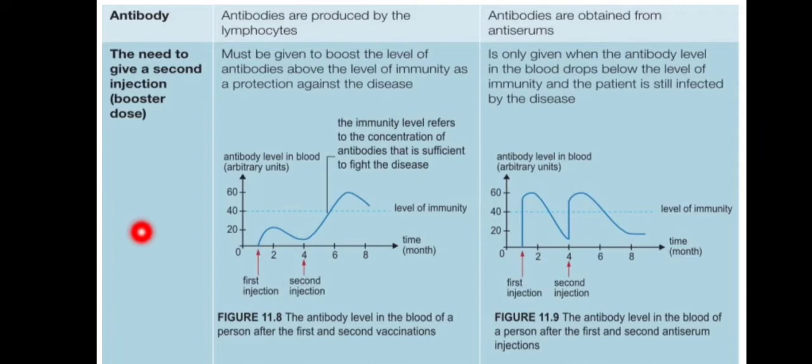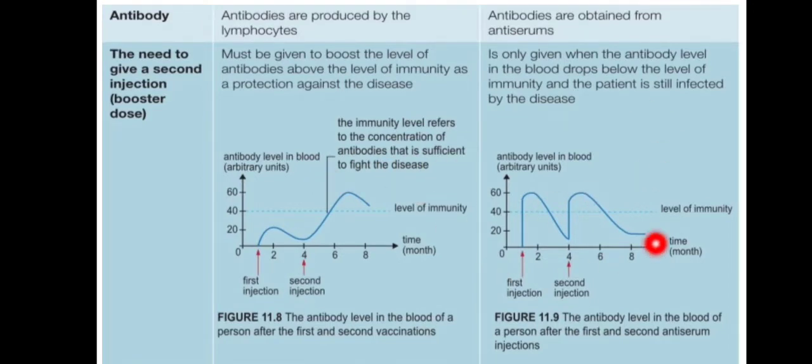So kalau kita tengok figure di sini, for the first injection, the antibody level, dia belum lagi reach the level of immunity. Okay, that's why we need the second injection, yang booster dose di sini. So supaya the immunity level, dia reach the level of immunity. Okay, the immunity level here refers to the concentration of antibodies that is sufficient to fight a certain disease.